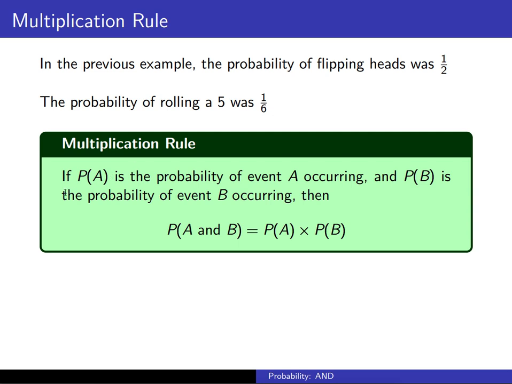So our multiplication rule says if P of A is the probability of event A occurring, like flipping heads, and P of B is the probability of event B occurring, like rolling a 5 on a single die, then the probability of the two events happening together, the probability of A and B, the probability of flipping heads and rolling a 5, is going to be the probability of our first event, so in this case 1/2, times the probability of our second event, or 1/6. And 1/2 times 1/6 will give us the 1/12 probability that we saw when we listed out the sample space in that table.